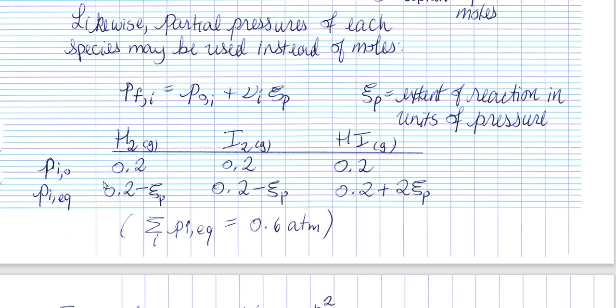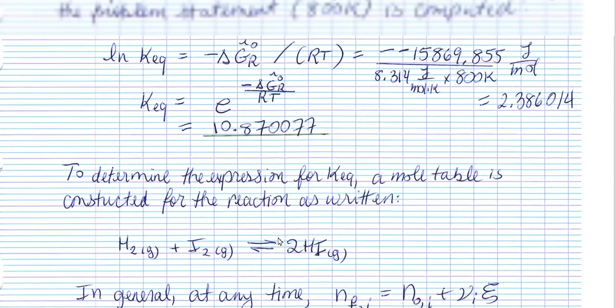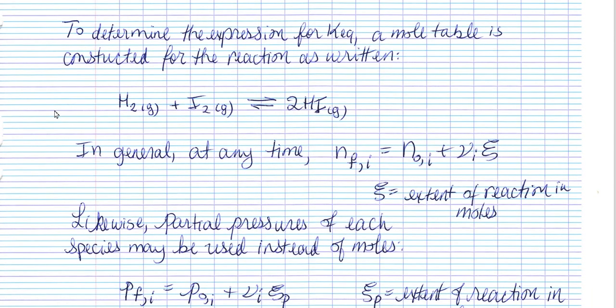Just a little aside, note that if the summation of all the equilibrium partial pressures is done, it turns out that it's 0.6 atmosphere. So in other words, the total pressure never changes. And this could already have been seen because the total number of moles of gas remains constant. You have 2 moles of gaseous species as a reactant and 2 moles of gaseous species as a product.